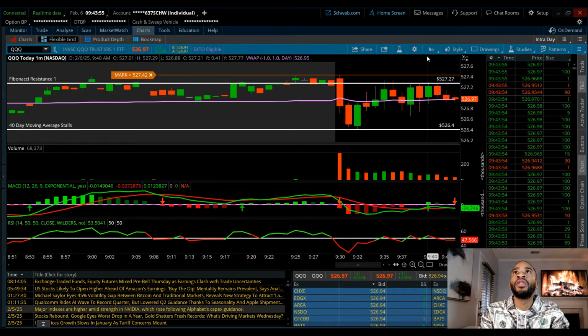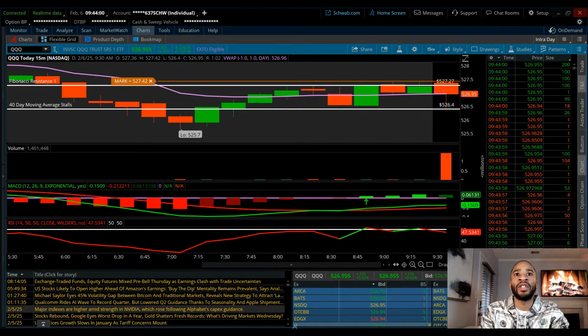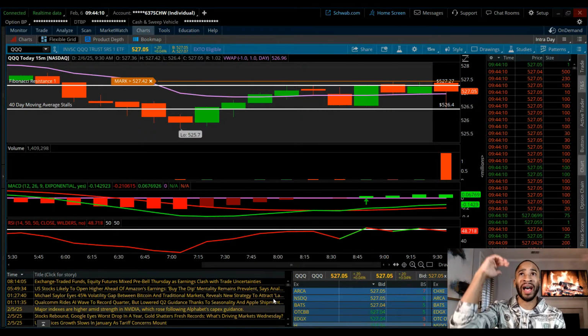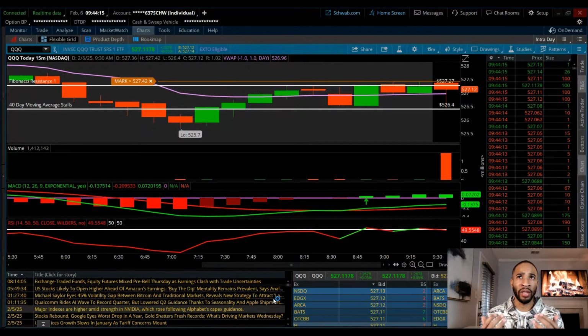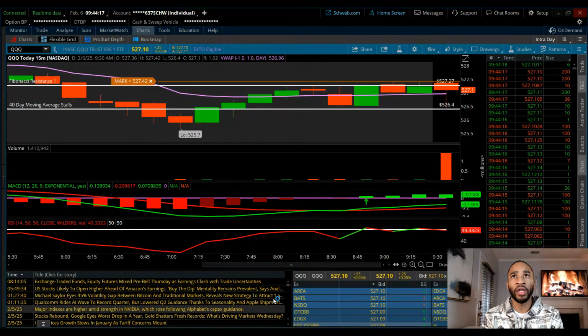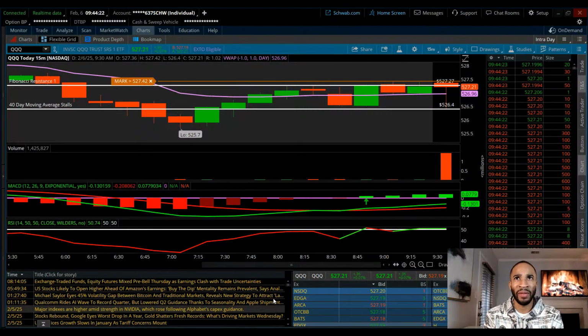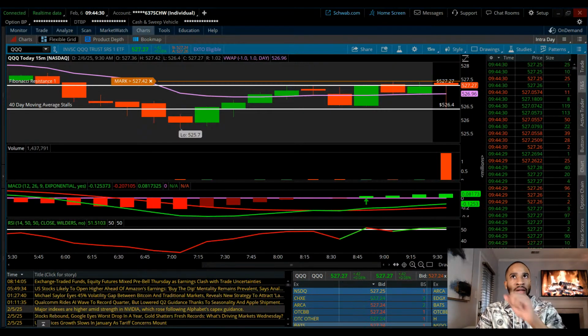And we have about 2 more minutes before this 15-minute candle closes. If you look at this 15-minute candle, it's bearish, but it's trying to close higher. So that's giving us a signal that the buyers may be entering in on the Qs at the moment. So keep a close eye on $527.42. If we break that level, we may continue to go higher.